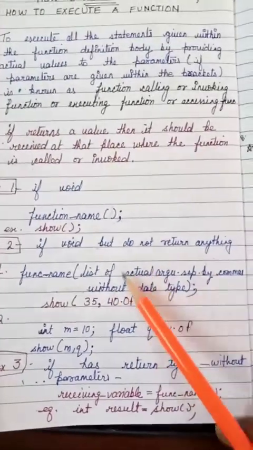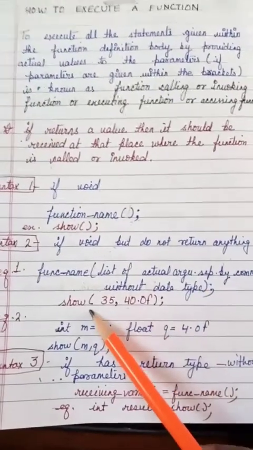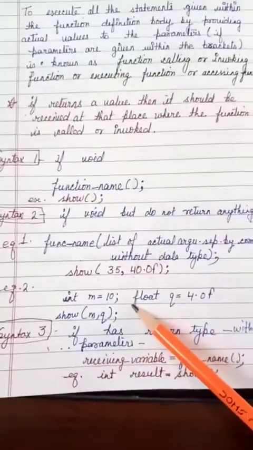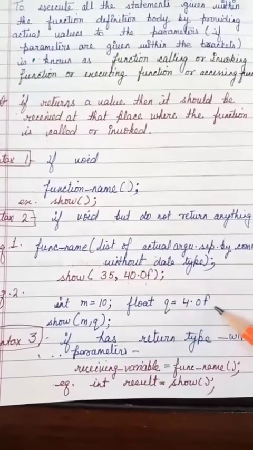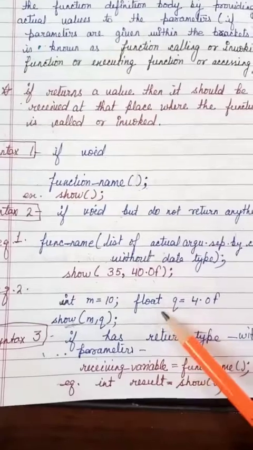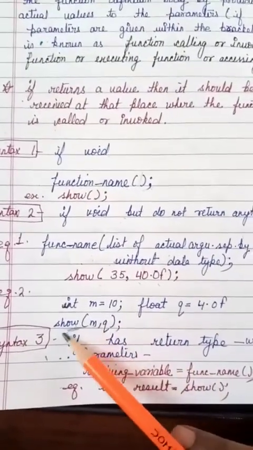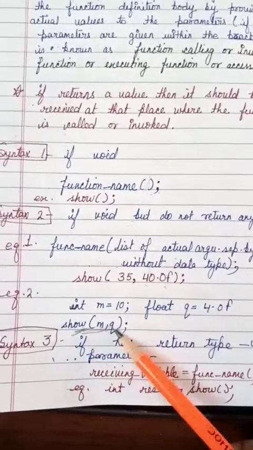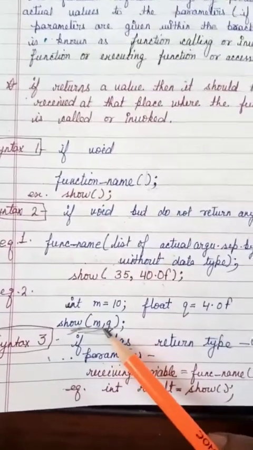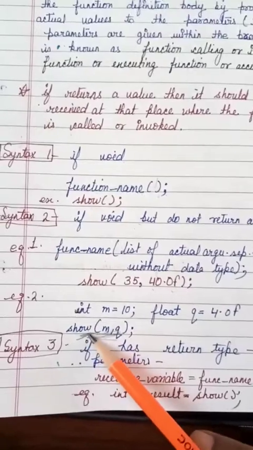Then the function name and list of parameters. How will you call the function? Show, and you are passing the values, one of integer type and one of float type. For example, integer m equals 10, float q equals 4.0f, and you are passing these values while calling the function. You are calling the function show and passing m and q as the parameters. This is the function call statement. You are passing values, pass by value. These are the actual parameters here, and you are passing these values to the function show while you are calling it.